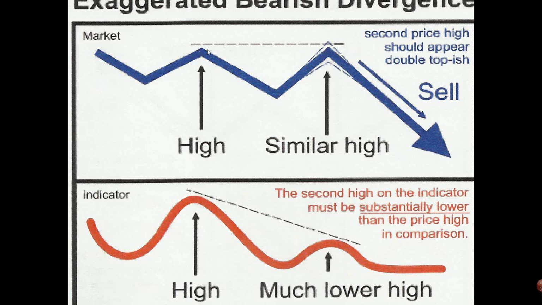It doesn't have to be very, very similar to this. It can be a little bit below or a little bit above. But when I say double top, it's usually treated as a double top here or there. It doesn't matter, it does not have to be perfect. So if the second price high is double-topish, and at the same time the indicator is substantially lower than the price high, that is basically exaggerated bearish divergence.